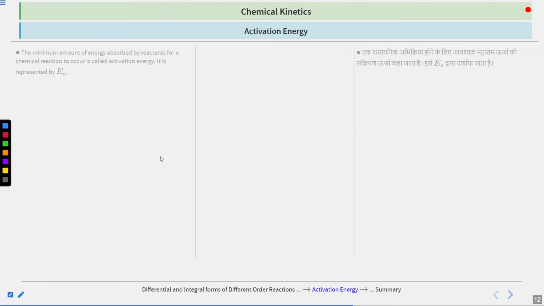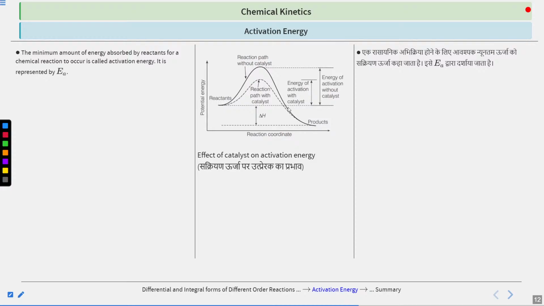Next is activation energy. What is activation energy? As I have discussed earlier, it is the amount of energy absorbed by the reactant to make the reaction feasible, and it is represented by Ea, where a is in the subscript. This is your graph.